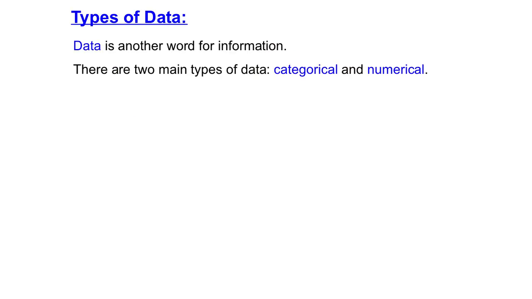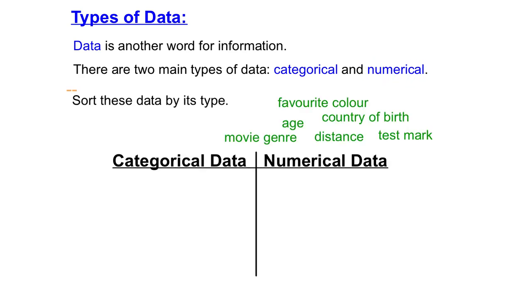So before we get into this, we have to talk about what data is. Data is just another word for information. And when you think about information, there's 2 main types of data. There's either categorical data, different categories, or numerical, which means numbers.